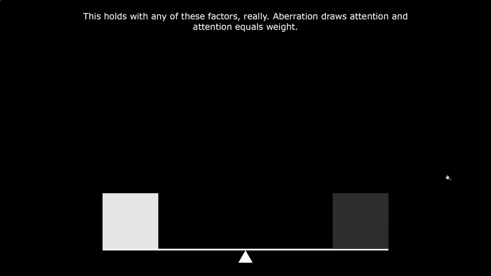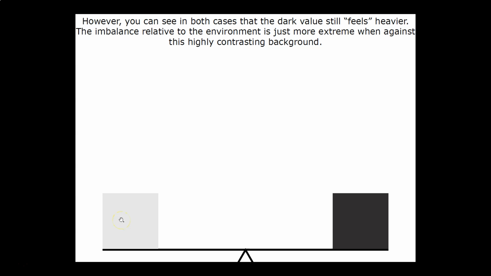And then dark tends to be heavier than light. So here we have a darker color and a lighter color. Now again, in a dark background, the white is more of an aberration, so it carries some weight, but you should see that this still feels heavier, even though this balances out. If I put this into a white background though, all of a sudden this light feels really light and this dark feels really heavy by contrast to everything else.